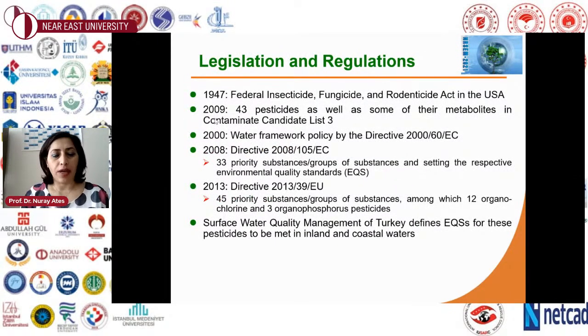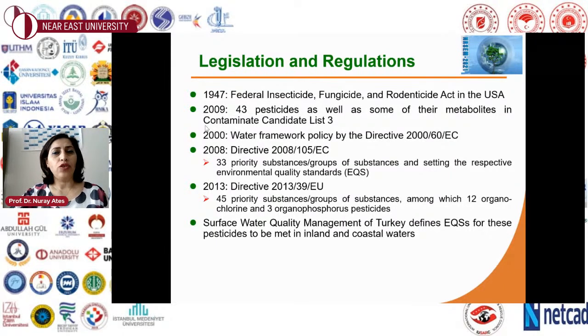Because of the serious health effects of pesticides, the concentration and application amount of pesticides are restricted in many countries. The first legislation was published by the USA in 1947, and then in 2009, 43 pesticides were included in the Contaminant Candidate List 3.